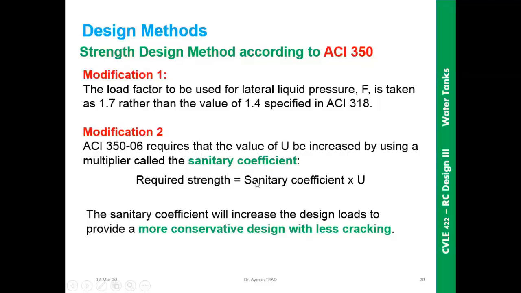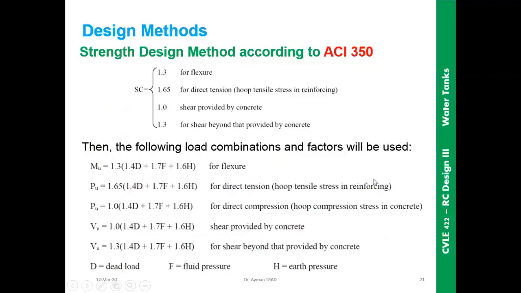The second modification is that this code will introduce something we call the sanitary coefficient, which must always be taken into consideration. The objective is to produce a design more conservative and then to reduce the risk of cracking. This sanitary coefficient is 1.3 for flexure, 1.65 for direct tension, 1 for shear in case of structure where the shear is carried only by the concrete without any stirrups, without any shear reinforcement, and 1.3 for case of structures where we have to resist the shear by the concrete and by the shear reinforcement.